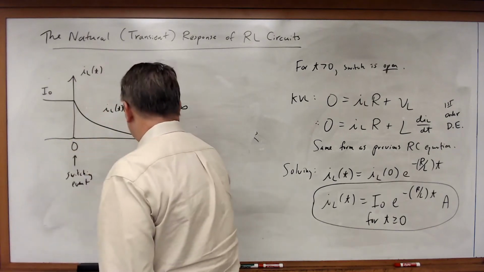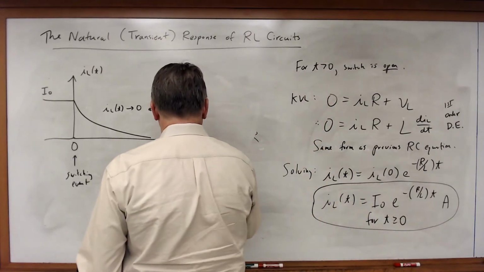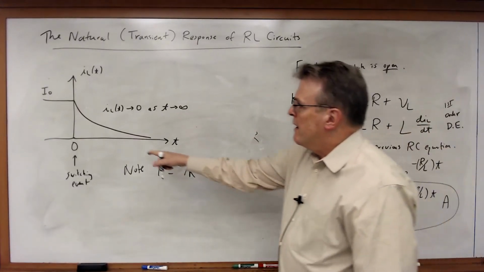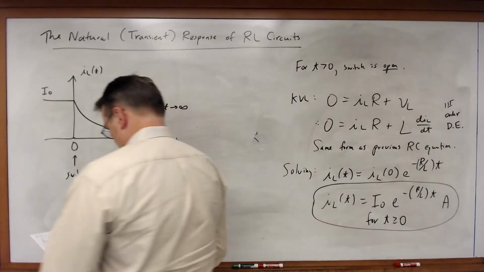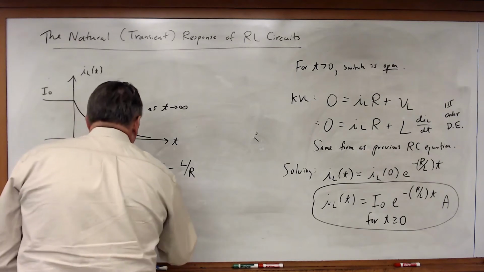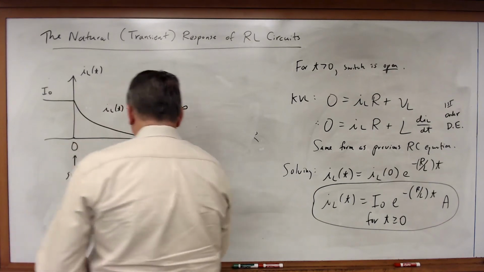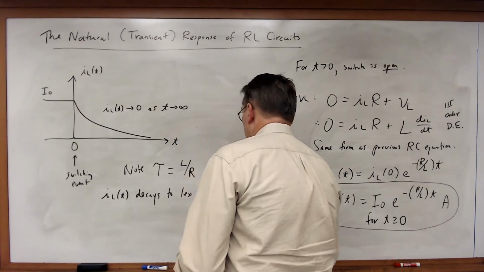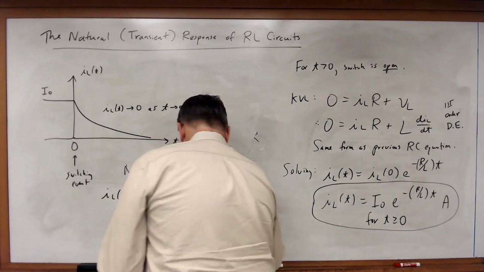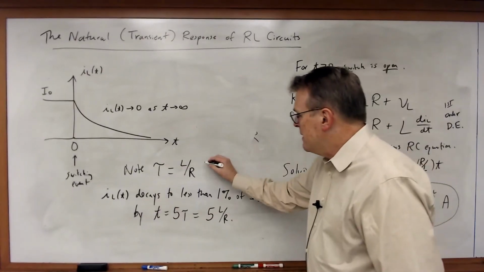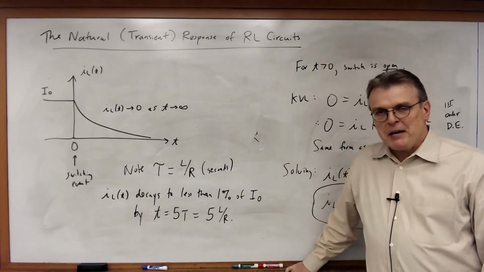And in this case, we note that tau is equal to, in this case, L over R. And once again, it takes 5 tau time constants in order for this current to decay away. So IL decays to less than 1% of I0 by t equal 5 tau, which is equal to 5 times L over R. And once again, Henries divided by ohms has units of seconds. Doesn't seem intuitive, but that's how the units work out.